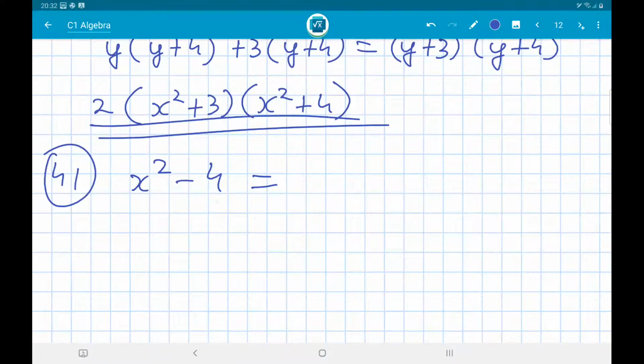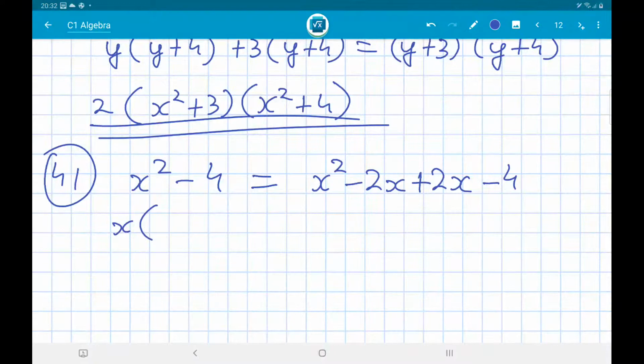So something that multiplies to give me minus 4 and adds to give me 0. So if I write this out, I can probably write it down like this: x squared minus 2x plus 2x minus 4. And then if I simplify it, I can take x as the common factor.